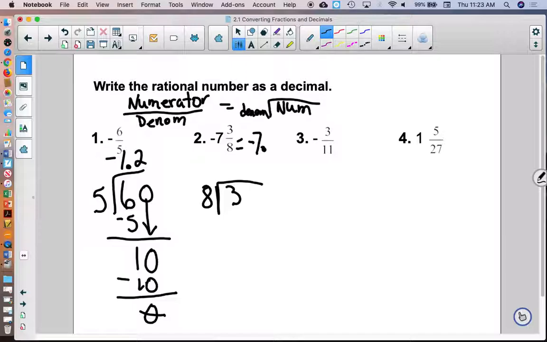Which one goes in the house on number 3, Zach? 3's gotta go in the house. I know my answer has to be negative, so I'm just going to throw the negative sign up there and not worry about it anymore. Remember last chapter I said, don't forget the rules, because they'll apply for the rest of the year in everything we do. Whether we're dealing with decimals or fractions or whole numbers, positive and negative rules still apply. And that's where kids forget.